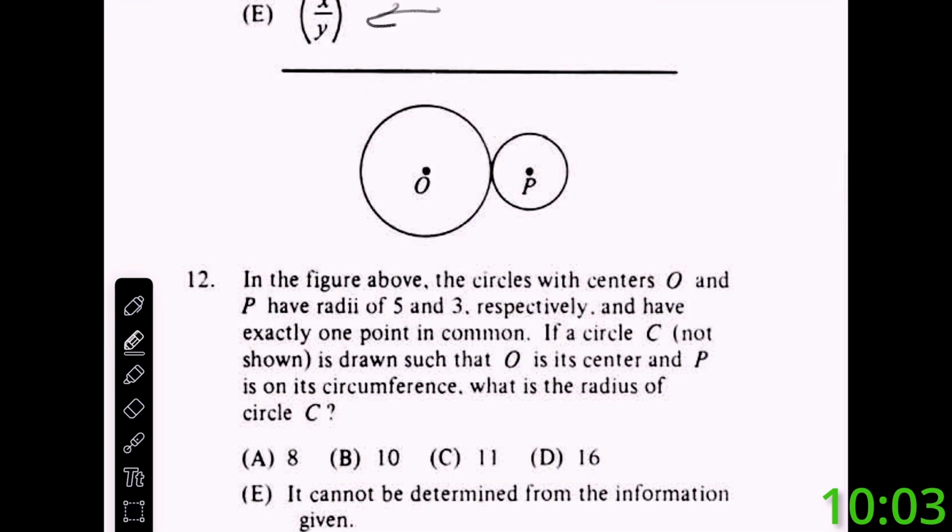In the figure above, the circles with center O and P have radii of 5 and 3, respectively. Okay.